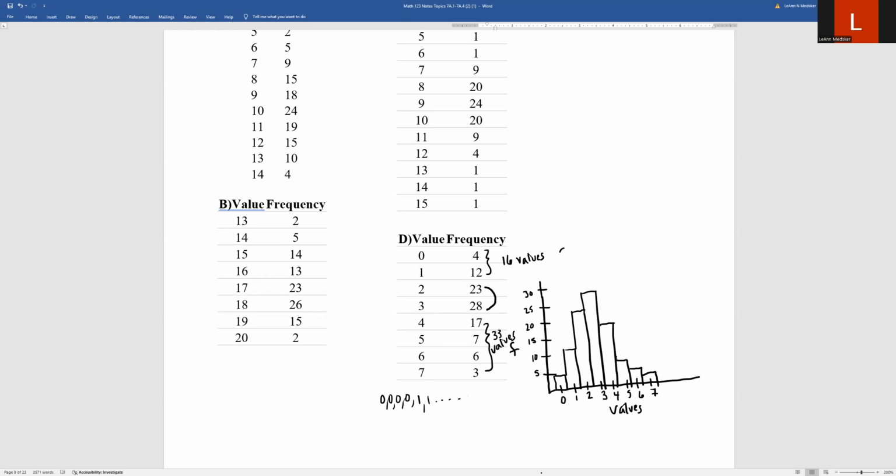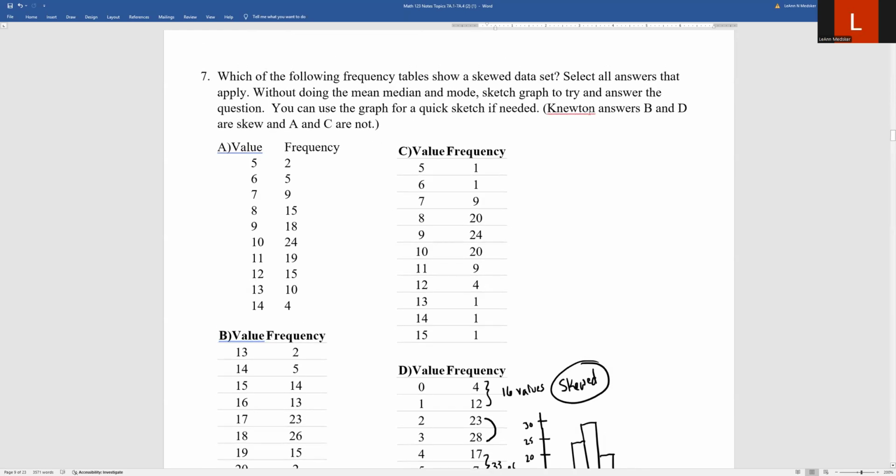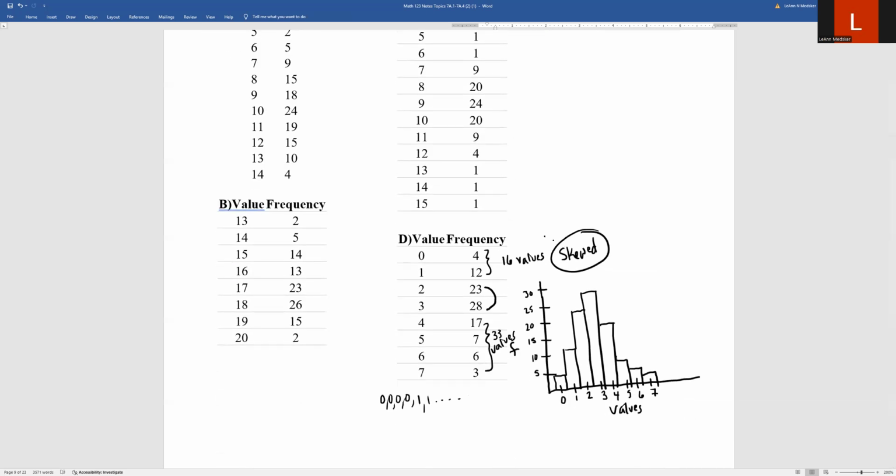Okay. So that makes this skewed. And they didn't ask us to do skewed right or skewed left on this. They just said you needed to tell me if it's skewed or not. So this is skewed. Yes, skewed. Okay.